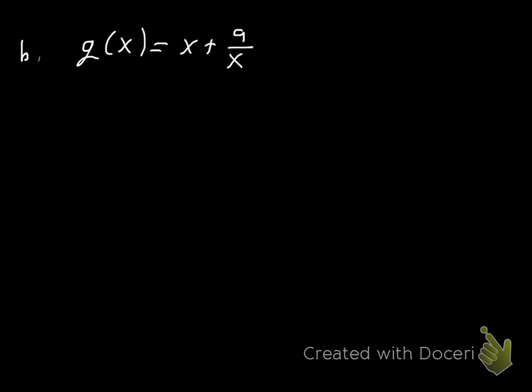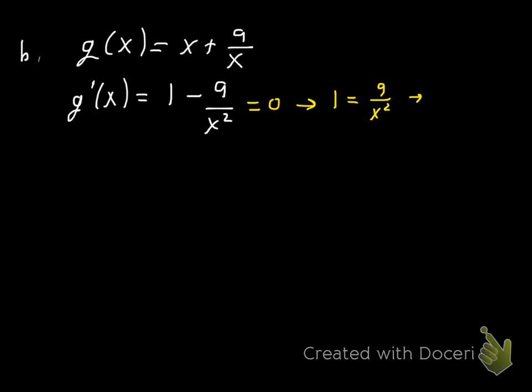Alright, let's look at another function. This function, g(x), is equal to x plus 9 over x. We're going to play the same game. We take the derivative, 1 minus 9 over x squared, and set that equal to 0. We add 9 over x squared to both sides, multiply both sides by x squared, and we have x squared equals 9. Taking the square root of both sides, we get plus or minus 3 as our critical numbers.